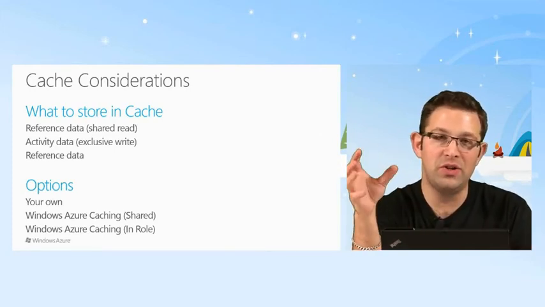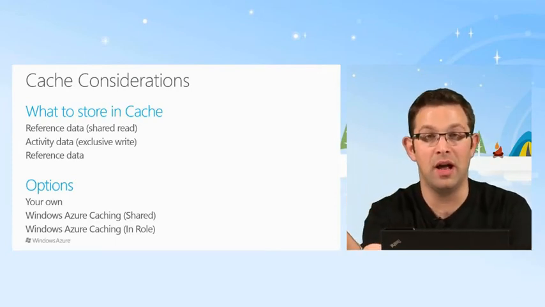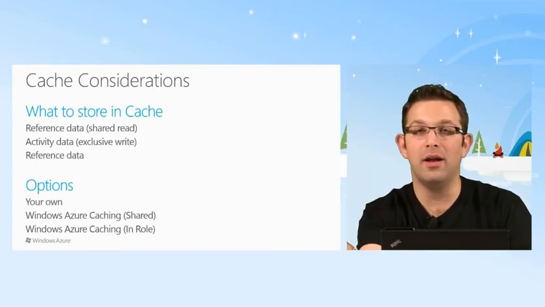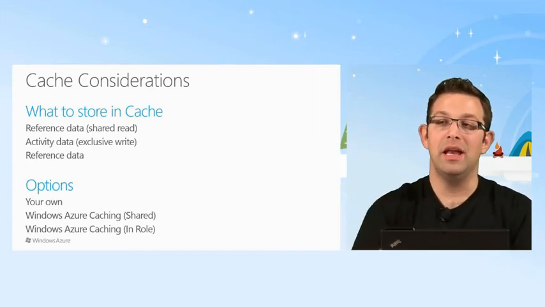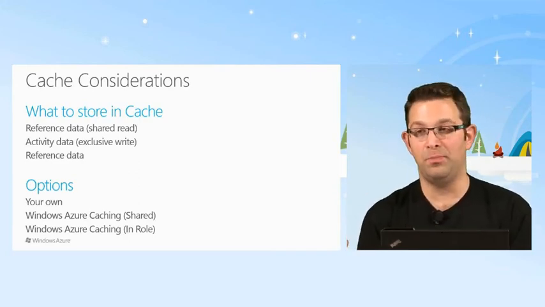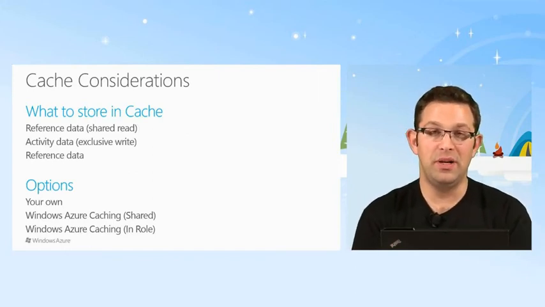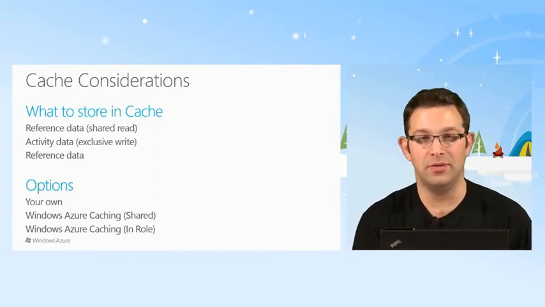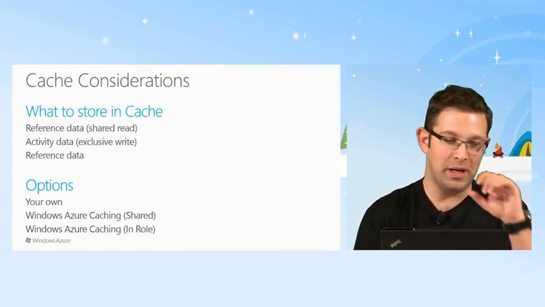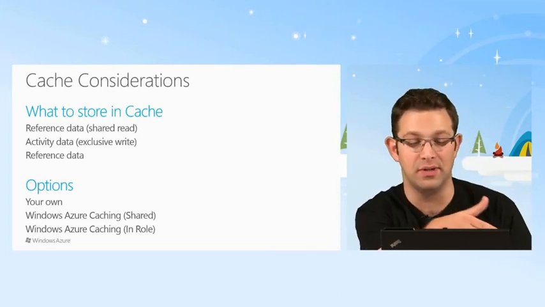So once you make that distinction between using your own or the one available in Windows Azure, and let's say you decide to use the one in Windows Azure, you also have the option of going with a shared one or one that is a caching role. The difference between the two is that one sits outside of your infrastructure. It's managed by Windows Azure, it uses its own functionality, and you just read and write to it as a service.